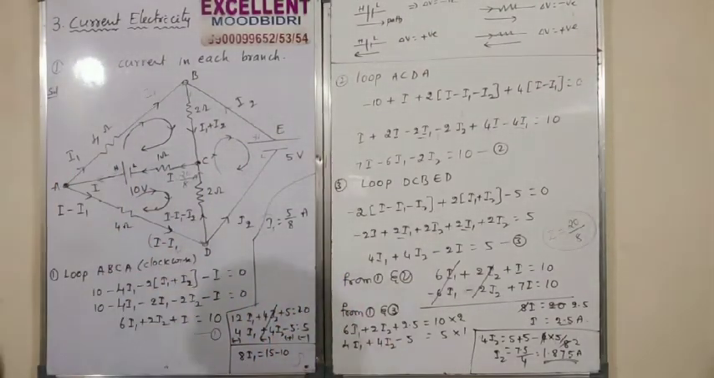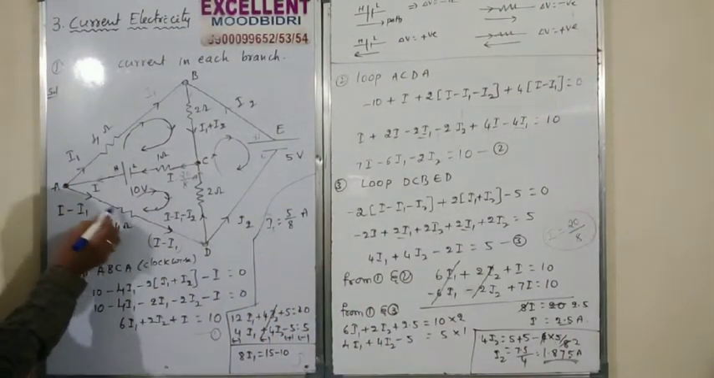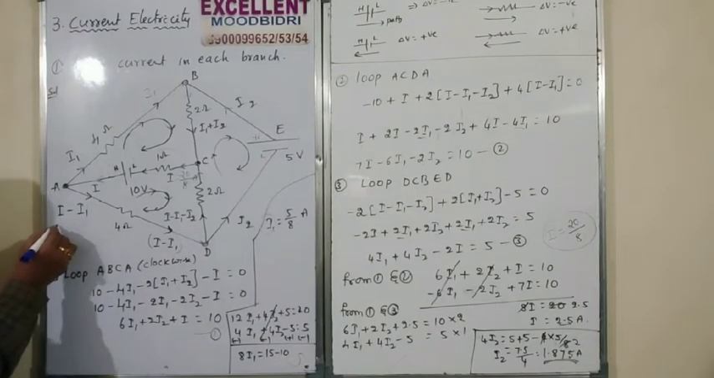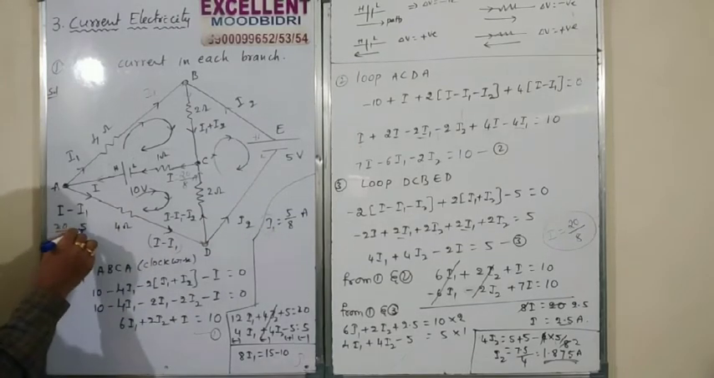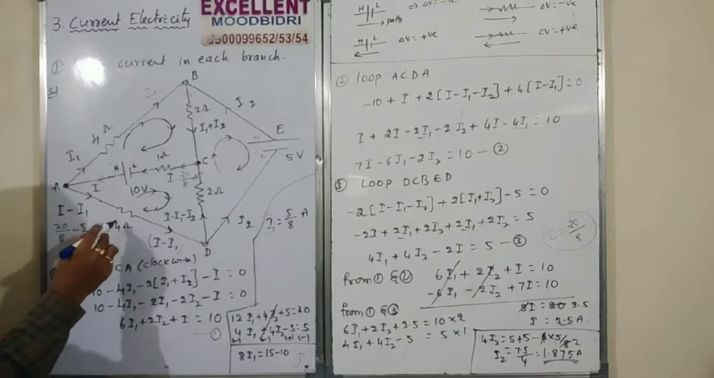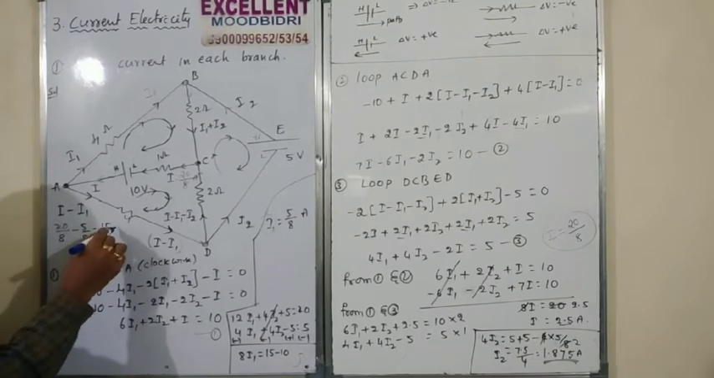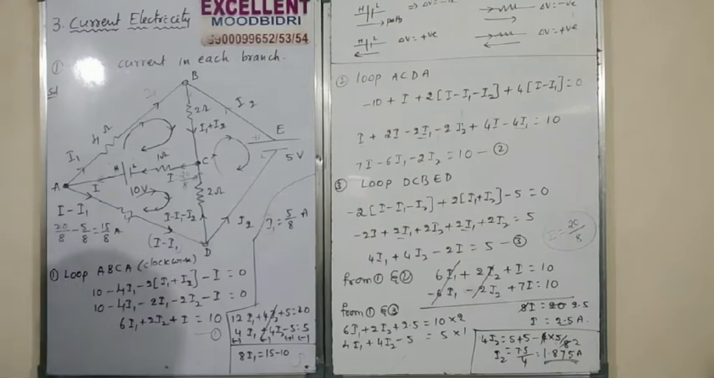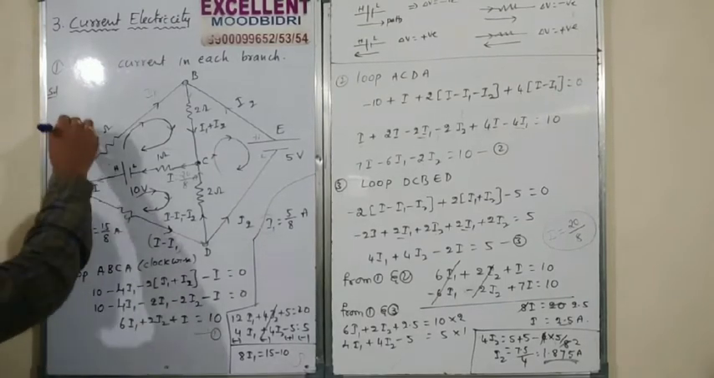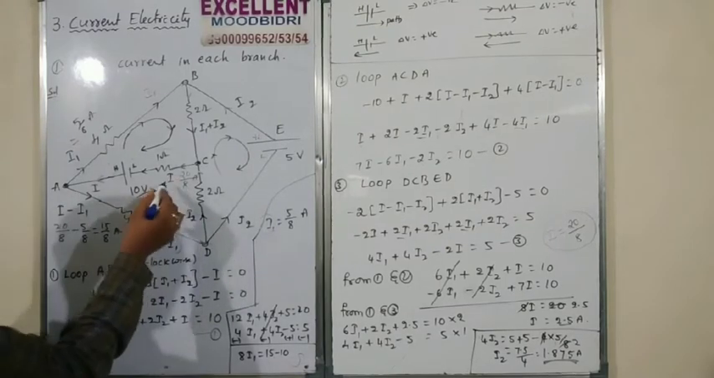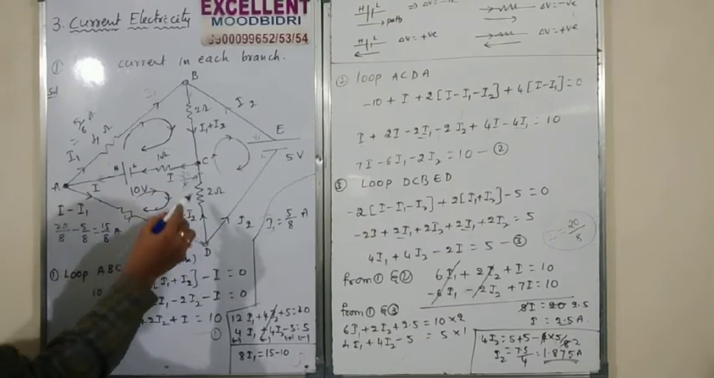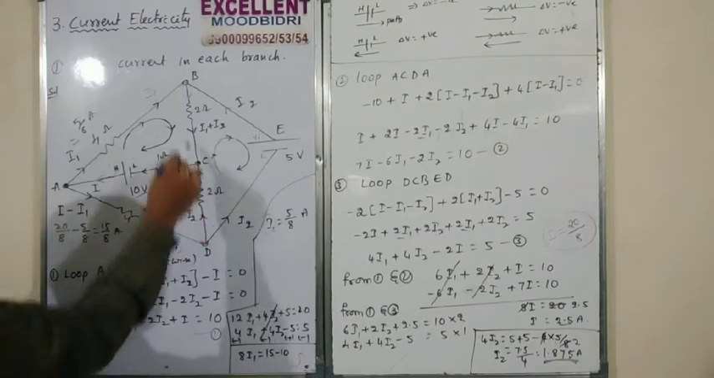So with the help of all these, now the branch currents. In this branch current, I is equal to how much? 20 by 8 minus I1. I1 is how much? 5 by 8, which is equal to 15 by 8 amperes. Correct? In this branch, 15 by 8 amperes. So this I1 we already got, I1 is equal to 5 by 8 amperes. Correct? In this branch, I is over.